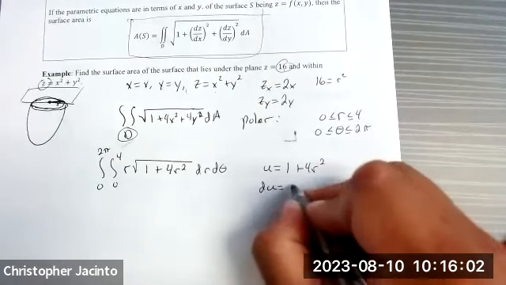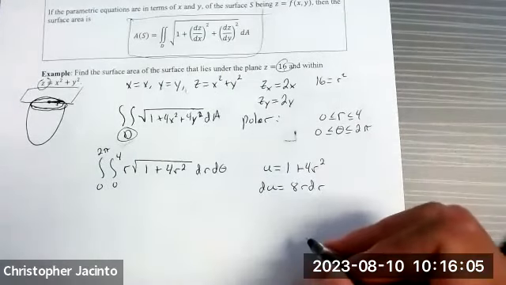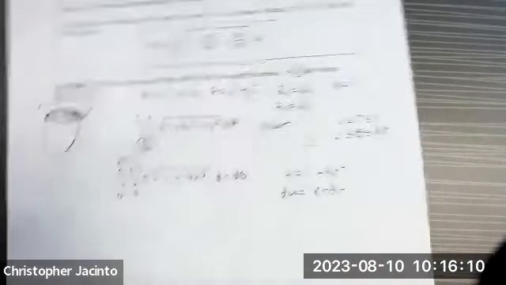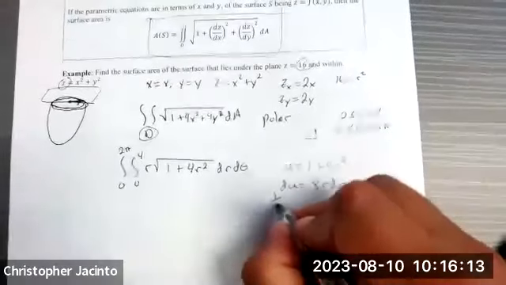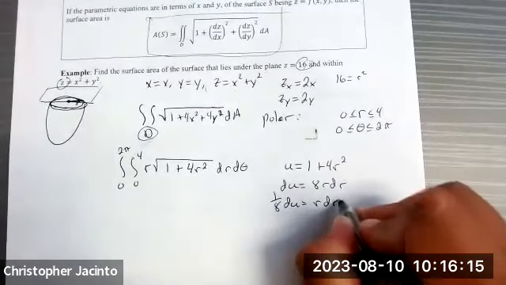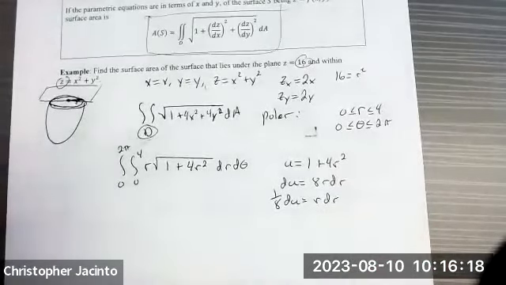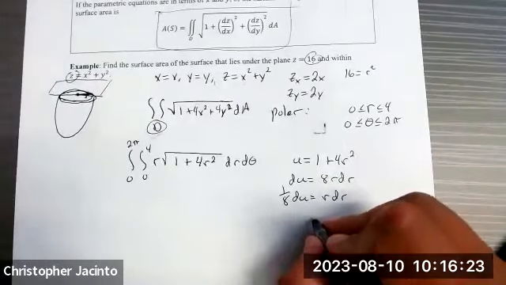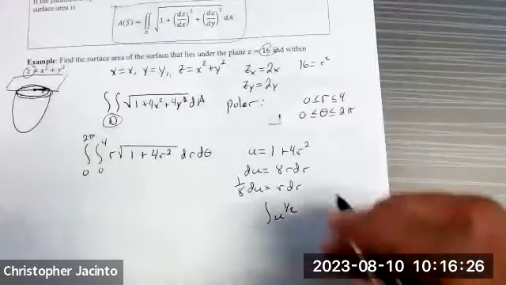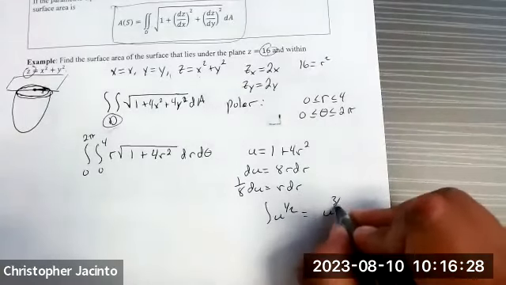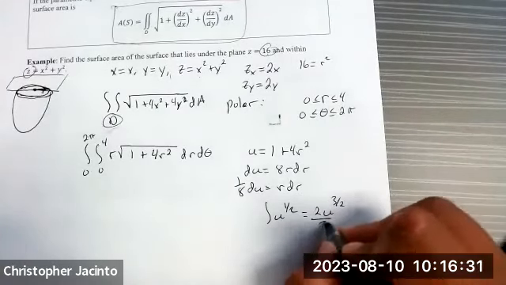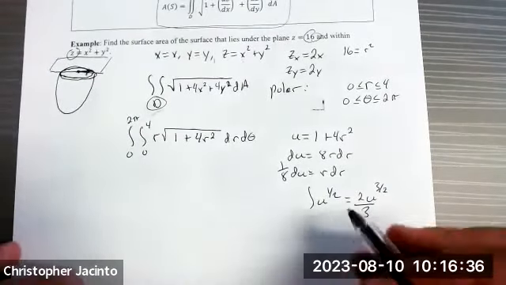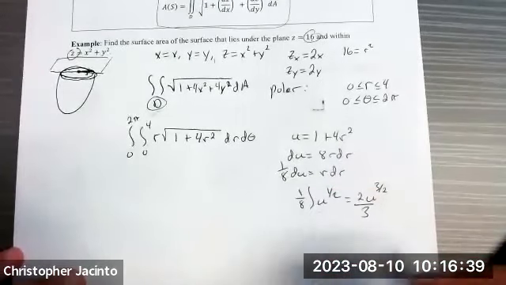So then du is going to be 8r dr. So dividing by 8, 1/8 du is equal to r dr. Okay. So therefore, this is going to be the integral of u to the 1/2, which is the same thing as u to the 3/2 power, and this is going to be 2/3 there, right? So putting these together, this is a 1/8 out here.